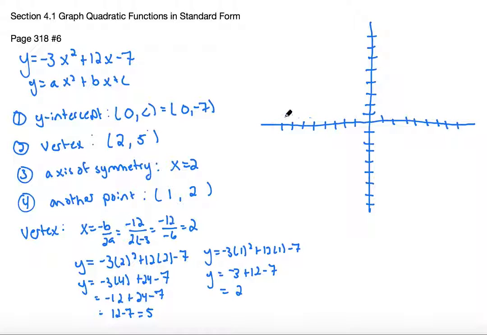All right, so first point we can graph is the y-intercept, (0, negative 7). So 1, 2, 3, 4, 5, 6, 7. And we can plot that point. Next point is (2, 5): 2, then 1, 2, 3, 4, 5. And then you can recall the axis of symmetry is that imaginary line that goes through the vertex.